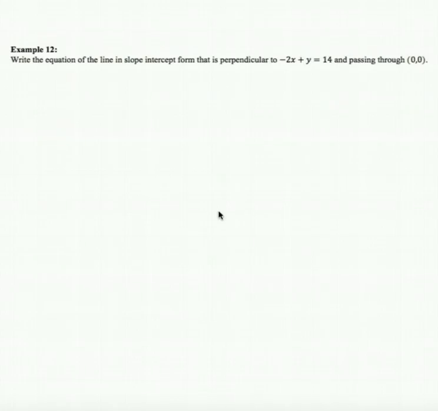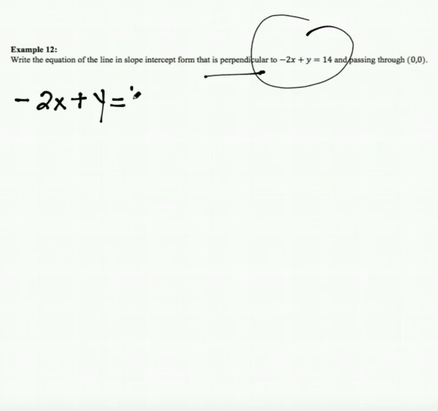Example 12. Again, we're going to write the equation of the line in slope-intercept form. This time, that is perpendicular to the equation -2x plus y equals 14, and it passes through the point (0, 0). Okay? So again, recall, if we're perpendicular to this line, then I need to first figure out the slope of this line. So I'm going to go over here. I have -2x plus y equals 14. I need to figure out what the slope of this line is.